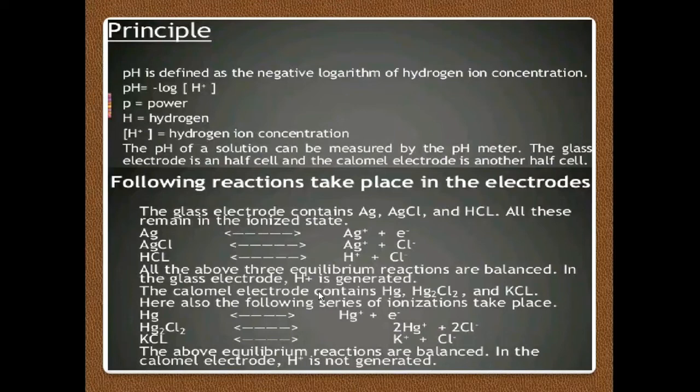The calomel electrode contains mercury, Hg2Cl2 and KCl. Here also a series of ionization takes place. Hg is ionized to Hg2+ and 2e−. Similarly, Hg2Cl2 gives 2Hg and 2Cl−. Potassium chloride becomes K+ and Cl−. The above equilibrium reactions are balanced. So in the calomel electrode, H+ ion concentration is not generated.